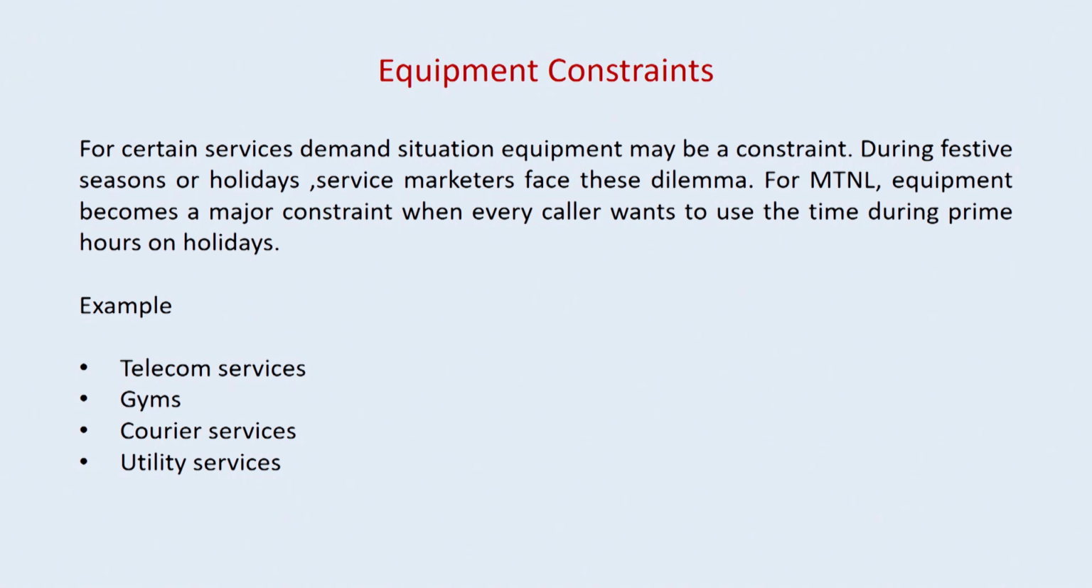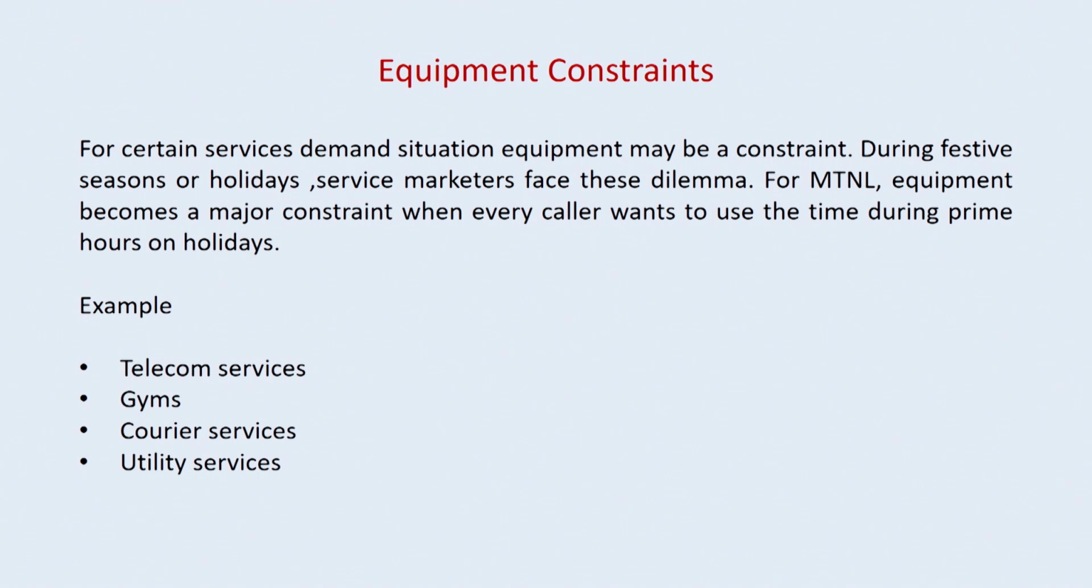and this says that for certain services, in the demand situation, equipment may be a constraint. During festive seasons or holidays, service marketers face this kind of dilemma, the dilemma of the equipment constraint. For MTNL, equipment becomes a major constraint when every caller wants to use the time during the prime hours on holiday. For example, we have taken services provided by the telecom sector, gyms, courier services and utility services.